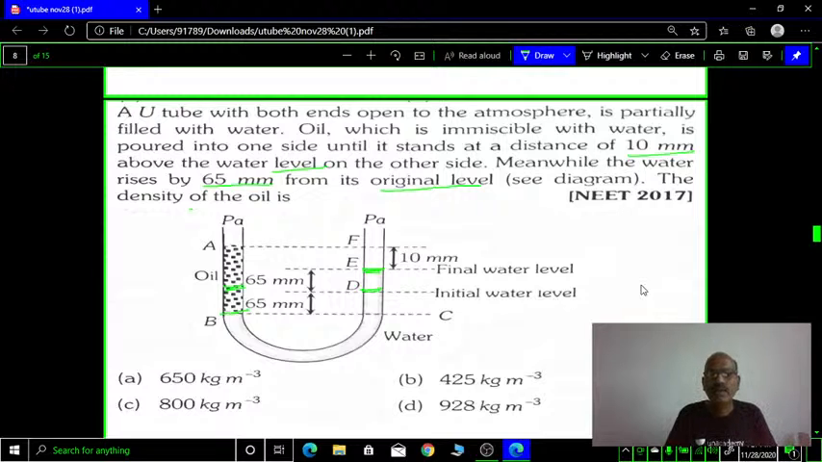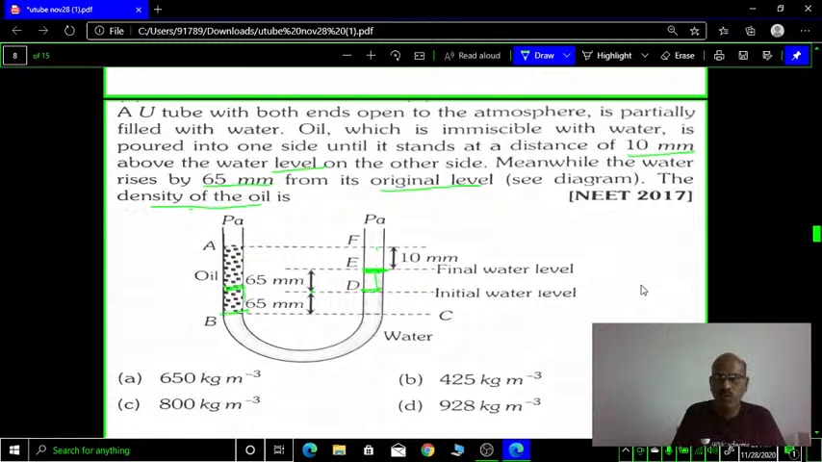From this mean position, the water rises 65 mm on this side, and on the other side it lowers 65 mm. From the final water level, the oil is 10 mm above that. That's all that is given: oil is poured on one side until it stands at a distance of 10 mm above the water. Now, what is the question here? Try to understand. The density of the oil is required.